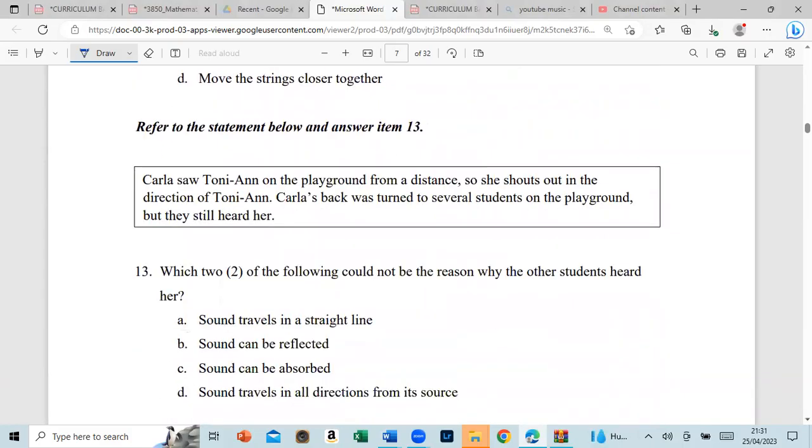Carla saw Tony Ann on the playground from a distance, so she shouts out in the direction of Tony Ann. Carla's back was turned to several students on the playground, but they still heard her. Which two of the following could not be the reason why the other students heard her? A, sounds travel in a straight line. B, sound can be reflected. C, sound can be observed. D, sounds travel in direction from its sources.